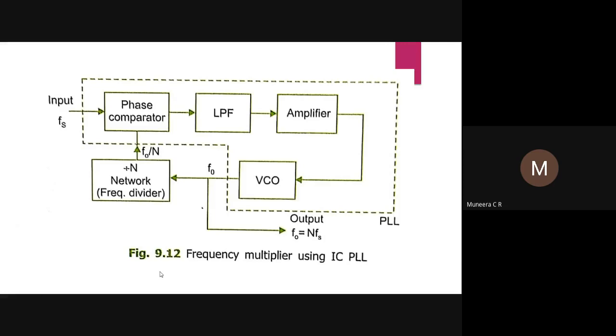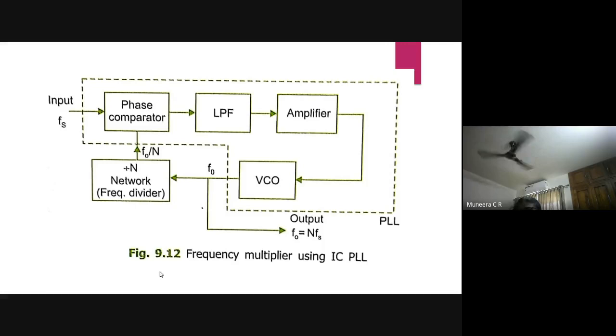What is a multiplier? Frequency multiplier means whatever be the incoming frequency, it is multiplied by a factor. Suppose if your incoming frequency is 2 kilohertz, if it is multiplied by a factor 10, then you have to get 20 kilohertz out. So whatever be the information in the 1 kilohertz, 2 kilohertz must be transferred to this 20 kilohertz. So here we are using an external divide by n network which is equivalent to a frequency counter.